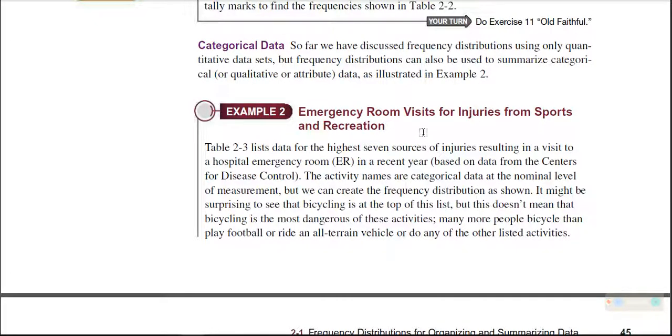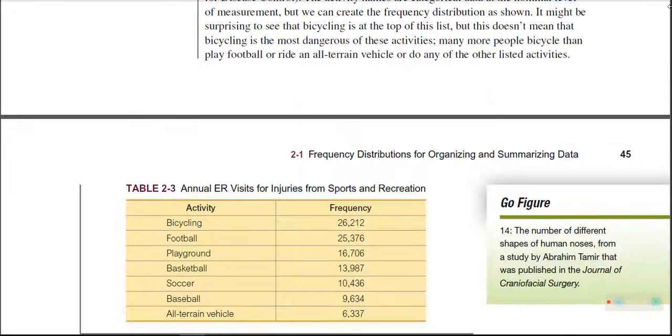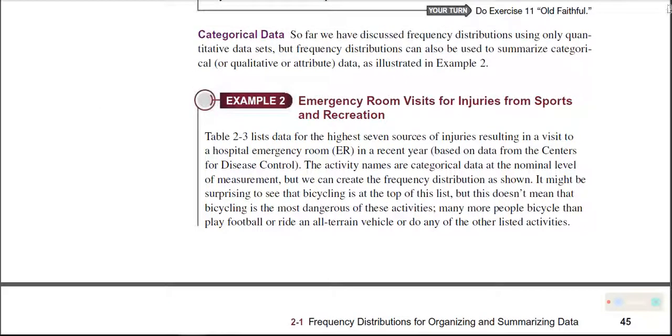Emergency room visits for injuries from sports and recreation. Let's look at table 2-3. Ayan. Mas madali to actually. Kasi hindi ka magkukuha ng range. Ang gagawin mo lang, tally.